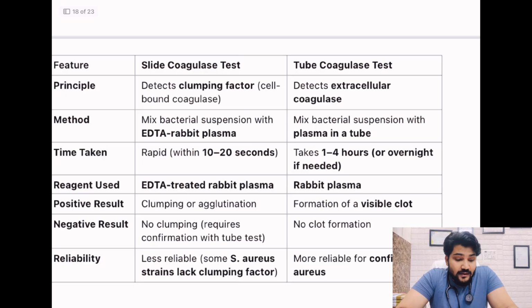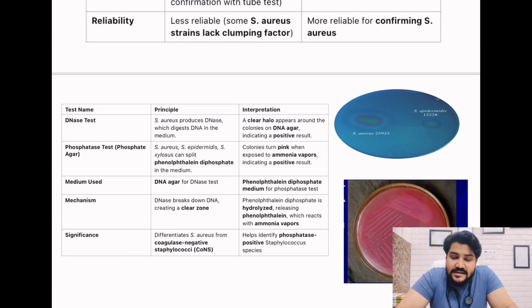Then agglutinins will form in the slide coagulase, and precipitation forms, with a visible clot, in your tube coagulase. And more reliable is your tube coagulase and less reliable is your slide coagulase. Okay. Then these are the higher tests. If you know the name, that's all.